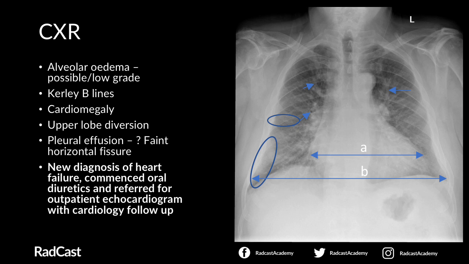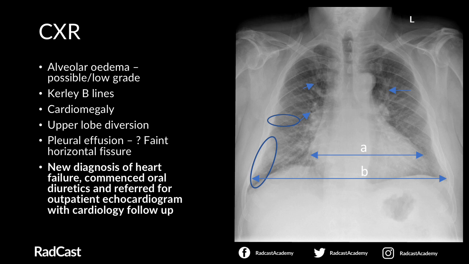Now, looking towards the bases, I can just about make out some very, very faint Kerley B lines, more so on the right side, which I've circled, suggesting an element of interstitial edema here. Handily, I've also performed the cardiothoracic ratio. Visually, dividing A over B probably gives a ratio of just over 0.5, so we could consider the heart to be slightly enlarged here. What is clear though is the upper lobe diversion, marked by the 2 top arrows I've drawn. We can clearly see these are dilated pulmonary veins showing up with enough clarity on the X-ray, and that suggests an increased pulmonary venous pressure from left heart failure.